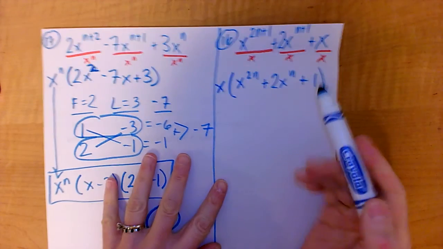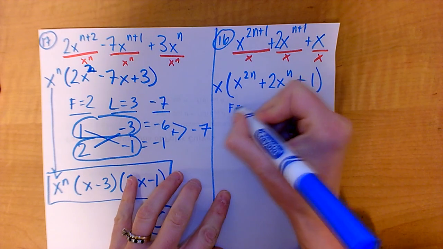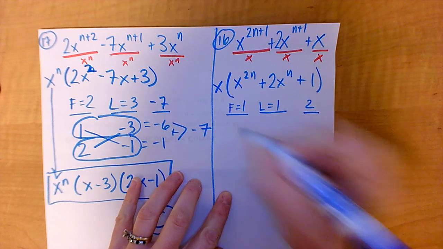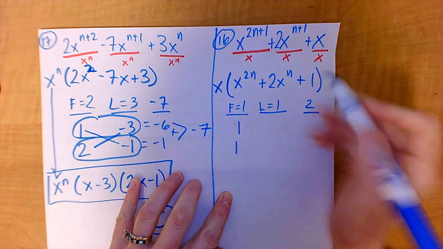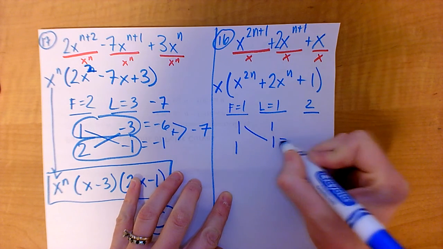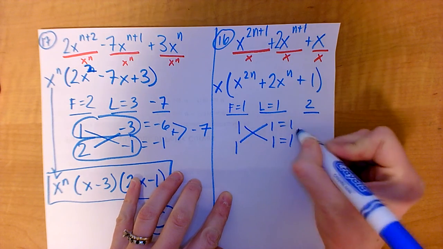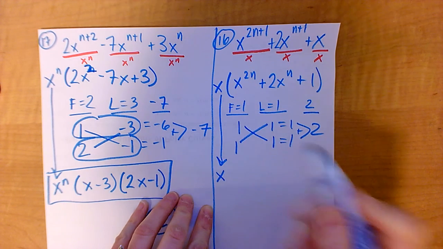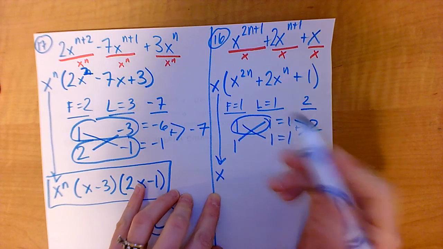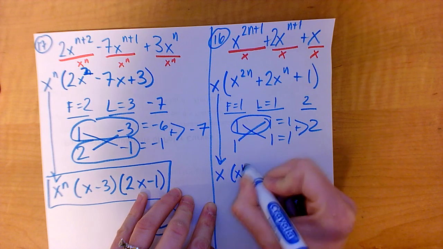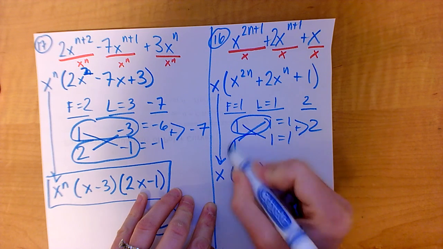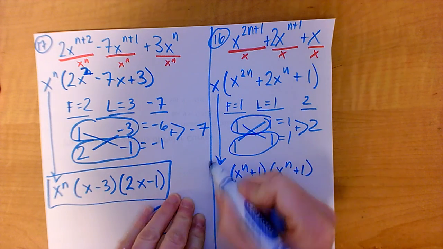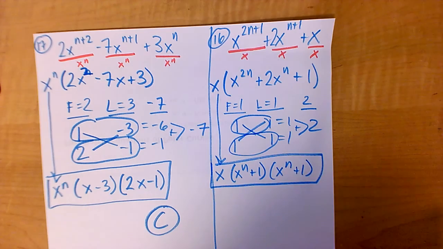Now, this right here, this is something that we can factor with first and last. So first is 1, last is 1, and then in the middle we have 2. So I'm going to have 1 and 1, another 1 and 1, cross multiply, we get 1, add those up, and we get 2. So I bring down my GCF, we hold on to that, and then the 1 and 1 go together, and that'll give us x to the n plus 1, and then this 1 and 1 go together, and that gives us another x to the n plus 1. So that is your answer here.